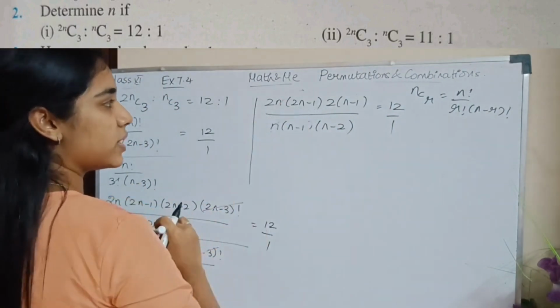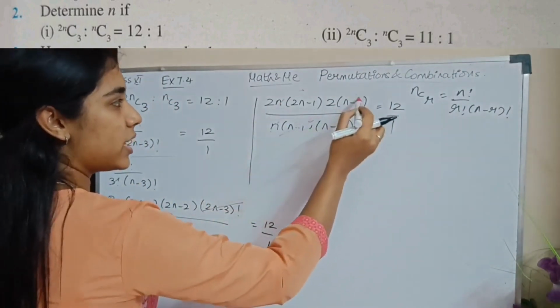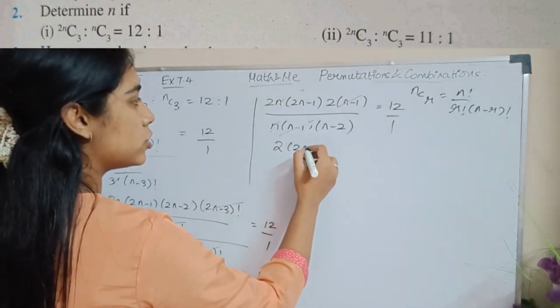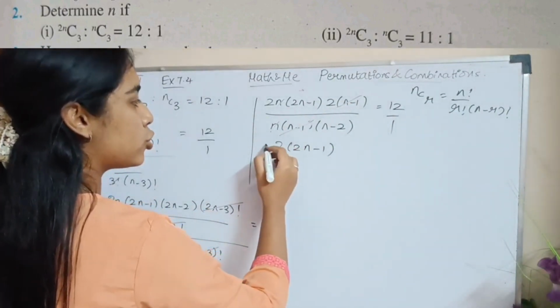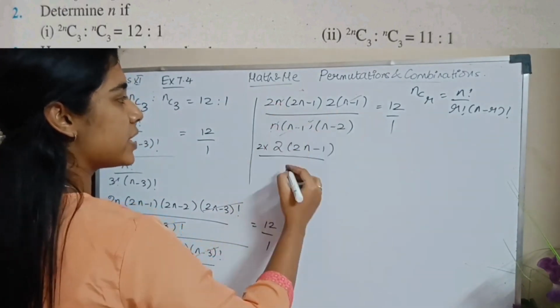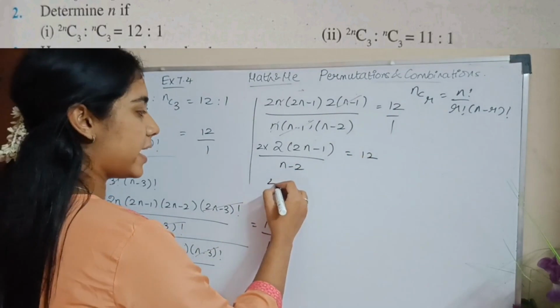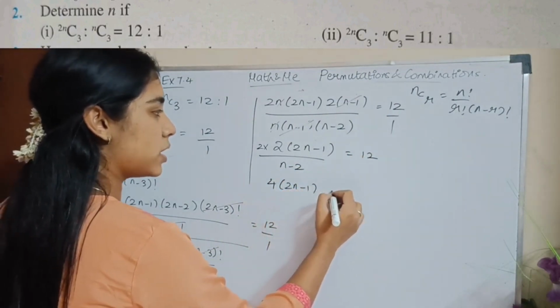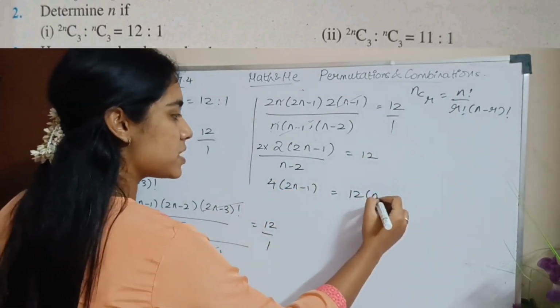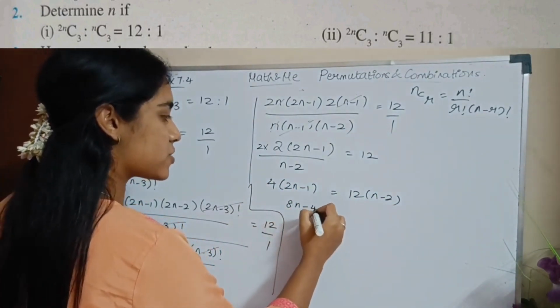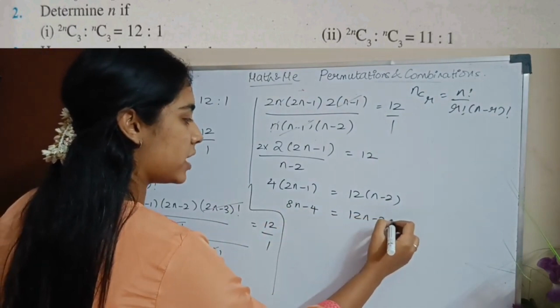This n and this n will get cancelled. N minus 1 and n minus 1 will get cancelled. So I am left with 2 into 2n minus 1 into 2 divided by n minus 2 equals 12. So I am going to cross multiply. I have 4 times 2n minus 1 equals 12 times n minus 2. So when I multiply, 8n minus 4 equals 12n minus 24.